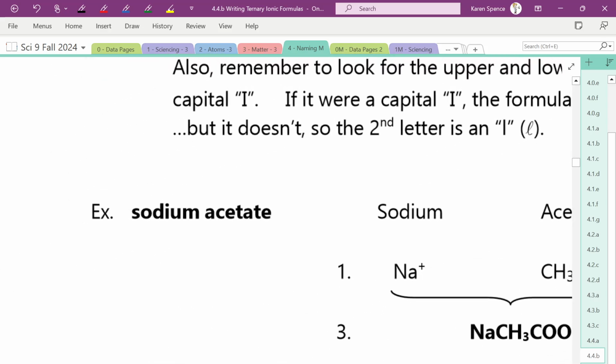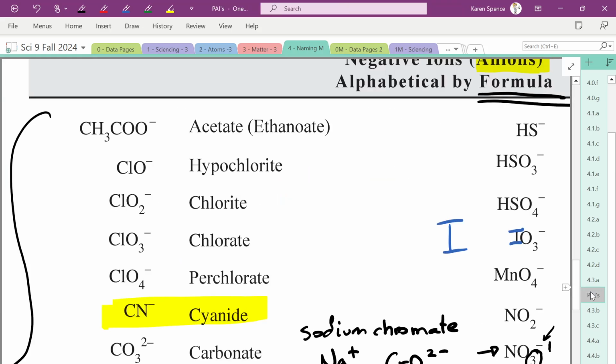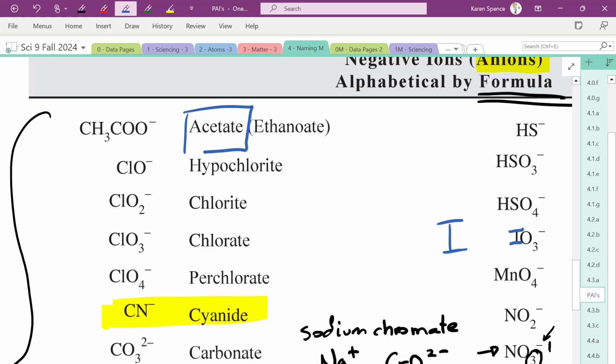Let's try sodium acetate. Sodium is in column 1. What's its charge? +1. We have acetate. What does the -ate ending tell us? We should look on our green sheet. So let's go look on our green sheet for that. Actually, I'm going to bring this down so I don't have to keep going. There we go. Okay. So acetate is here, and it is CH3COO minus.